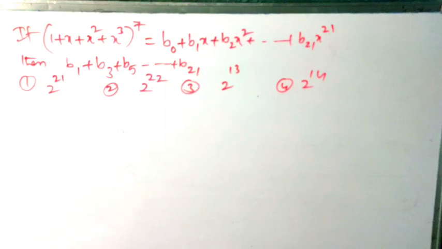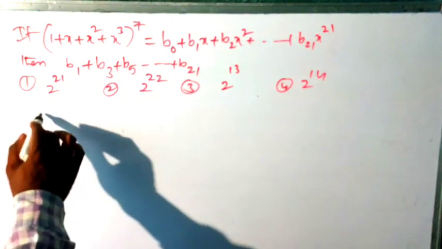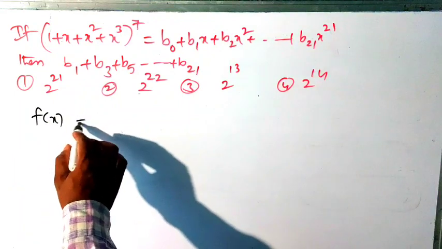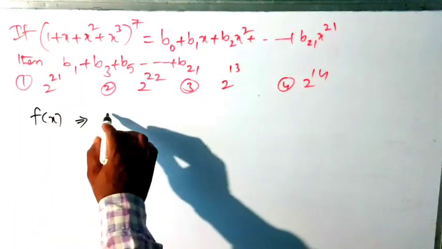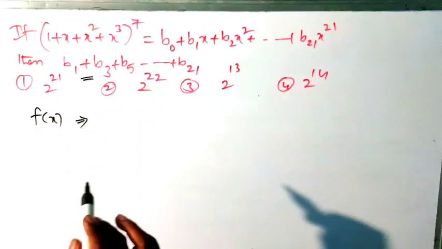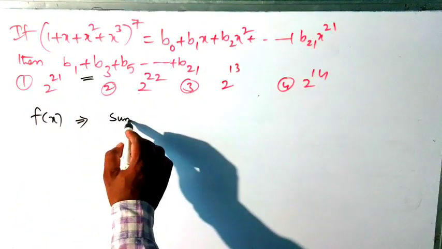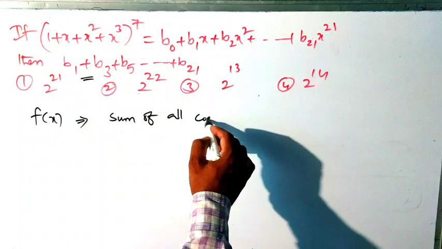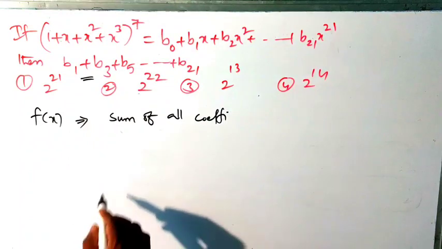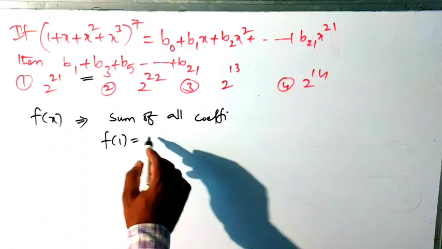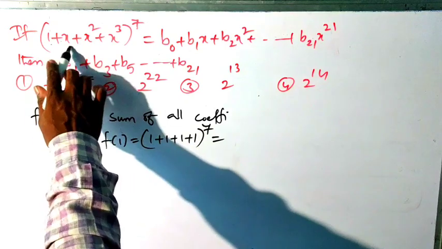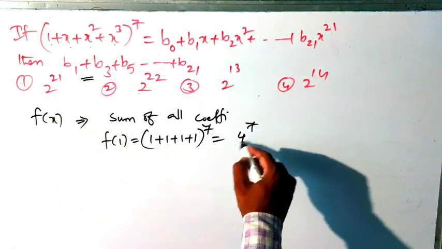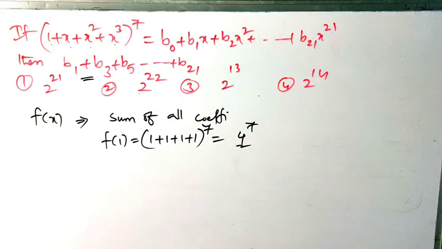Suppose the given expansion is taken as f(x). Now put x equals 1, and that is nothing but the sum of all coefficients. Before finding this, we find the sum of all coefficients, f(1). That equals (1 + 1 + 1 + 1)⁷, that is 4⁷. This is the sum of all the coefficients. So 4⁷.